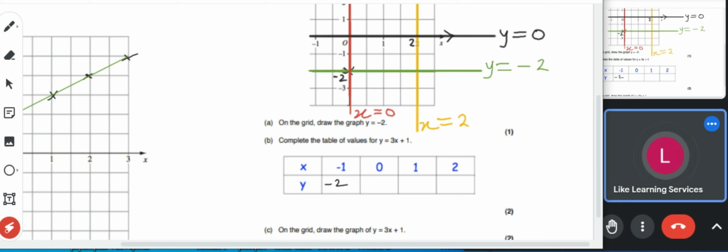Okay, let me just confirm. Are you sure when x is equal to minus 1? Okay, that's correct. When x is minus 1, you have 3 times minus 1, and 3 times minus 1 is minus 3, then plus 1 is minus 2, correct?